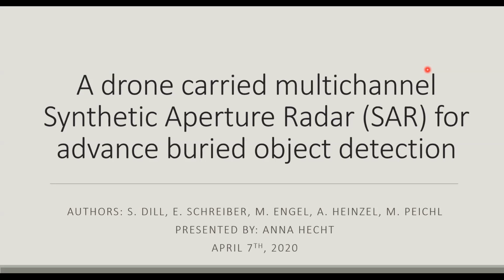And the point of this paper is mostly hardware, and it's describing how to shrink down our SAR to be carried on a drone and still be effective in detecting buried objects, so IEDs or landmines.